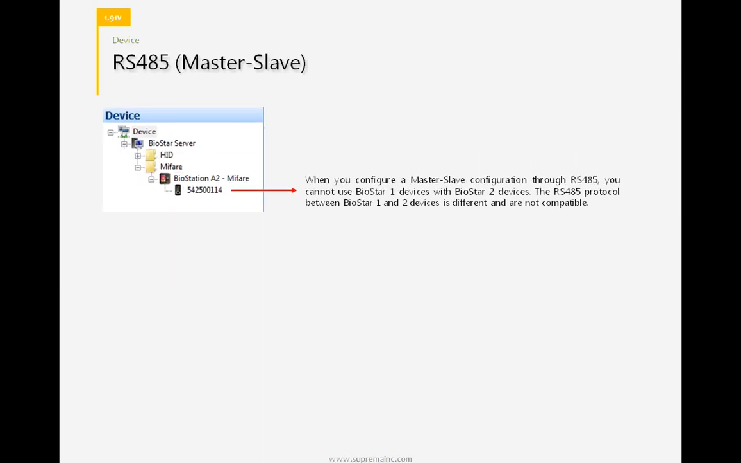Next is the master slave, host slave with connection mode. The very important thing is when you are configuring a master slave configuration using the RS-485, you cannot use version 1 devices and version 2 devices together. This is because the protocols for RS-485 between the version 1 devices and version 2 devices are very different, and they are not compatible with each other. So if you have BioStar 2 devices, you must connect BioStar 2 devices as RS-485. If you have version 1 devices, you must connect version 1 devices with RS-485.